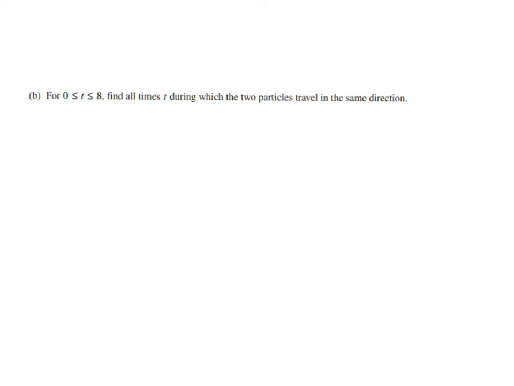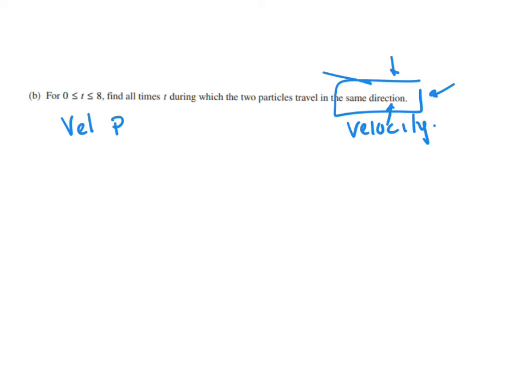Part B, find all the times when the two particles are traveling in the same direction. So again, the key word is direction, and direction is described by your velocity. So I basically need to take two sign charts and compare their velocities. Now, luckily, we just tackled the velocity of particle P, and we made a sign chart for that in the previous question. We had 0 to 1, and we had a negative and a positive.